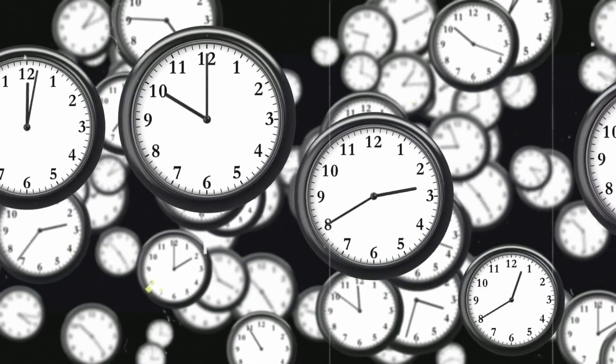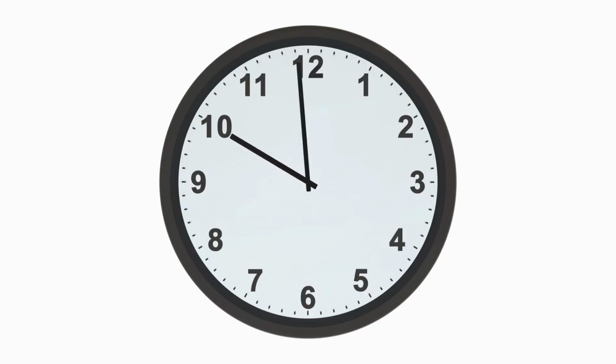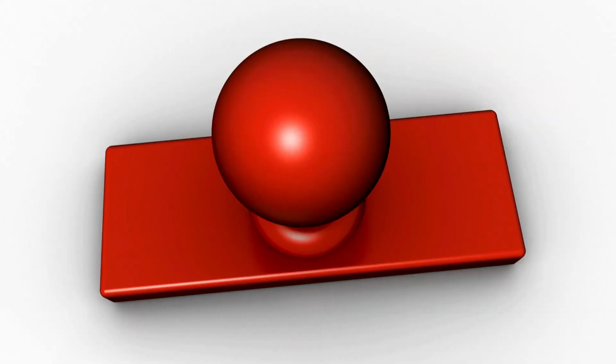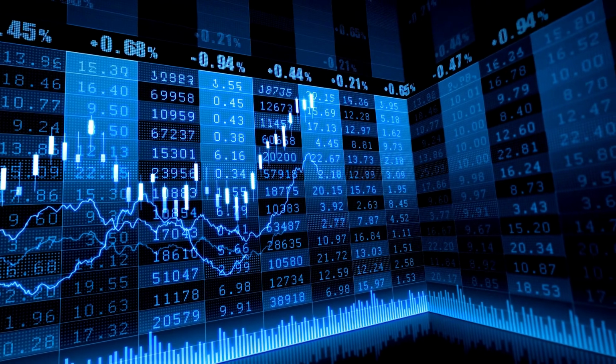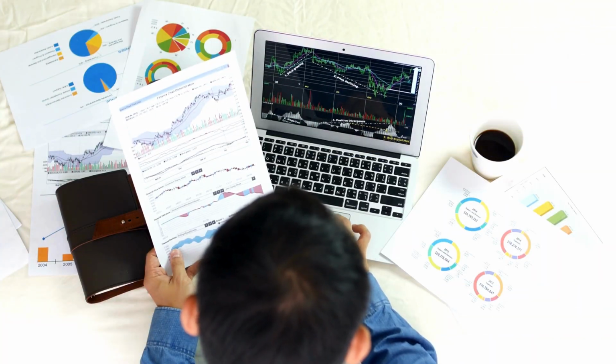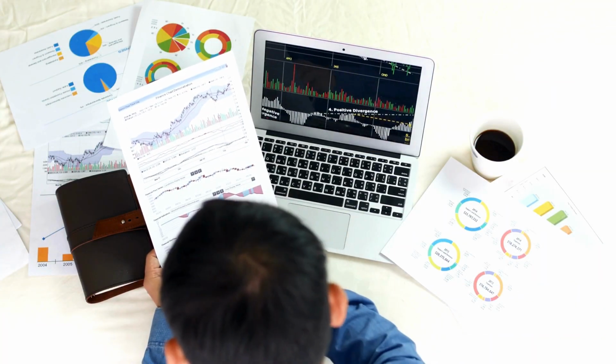The time window must be between 9:15 to 10:30 and 12:30 to 2:30, because 90% of the time between 10:30 and 12:30 there is sideways action. And in a scalping trade, we want fast movement in BankNifty.